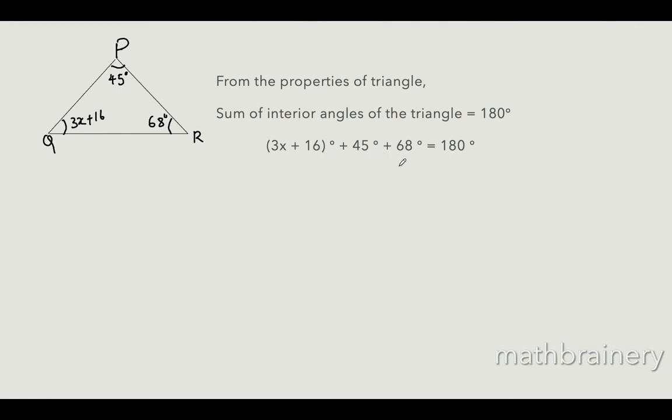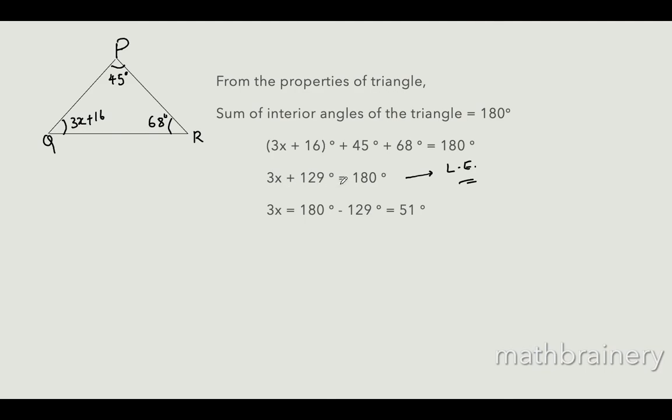Let's simplify this LHS first. When you add 16 plus 45 plus 68, you get 129. So the LHS becomes 3x plus 129 degrees is equal to 180 degrees. Now what is this? This is again a linear equation in the variable x. Now to solve for x, we transpose 129 to the right hand side.